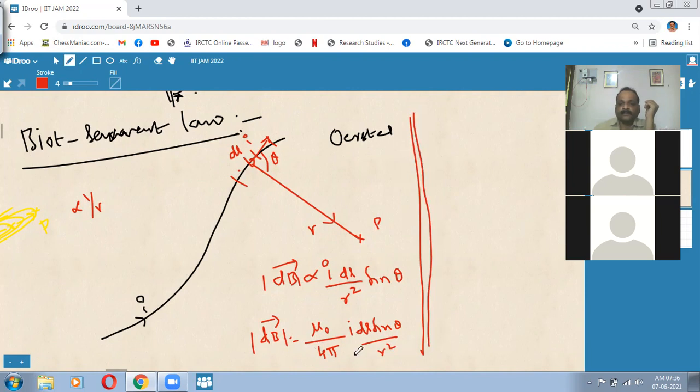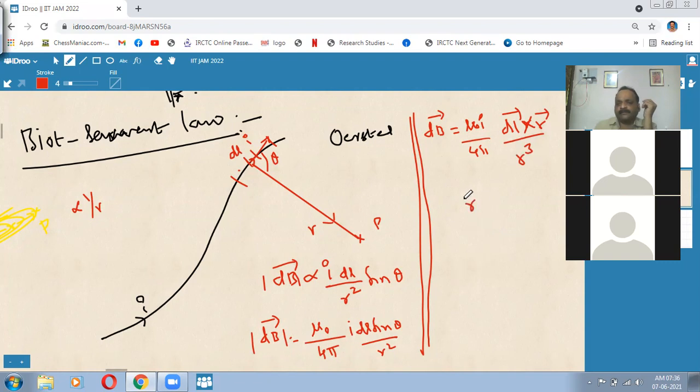Now, in vector notation, how do you write it? Not only magnitude, I need direction also. dB bar equals mu naught I by 4 pi, dl bar cross r bar by r cube.